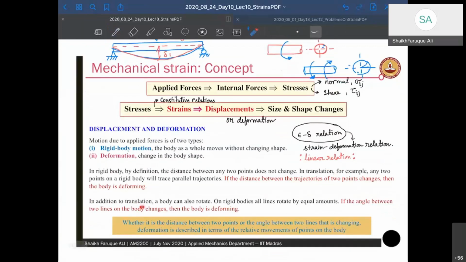In addition to translation, a body can rotate also. Rotational example I was giving. On a rigid body, the lines rotate by an equal amount. And for an angle, if the angle between two lines on a body changes, then they are deformed, right? For example, if you have a perpendicular line, when you have a rigid motion, they will remain perpendicular like this. But when you have a deformation, then they may move like that. So if a perpendicular line remains perpendicular before and after deformation, then it's a rigid body motion. If they don't, then it's not a rigid body motion.